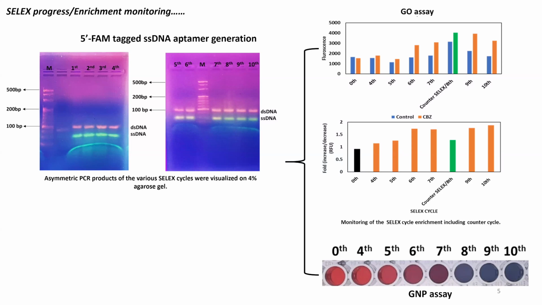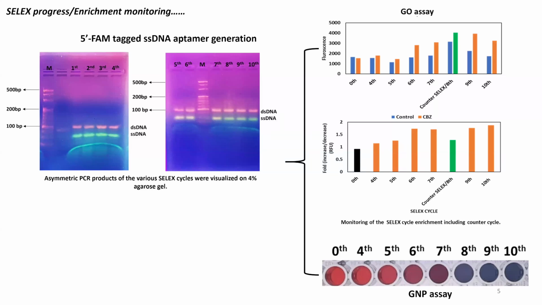As you can see, at the 8th cycle there is a sudden decrease in the fluorescence, represented in green, and we continue two more cycles of enrichment. So there is a fold increase in the enrichment from the 4th cycle onward. Apart from that, we also perform a gold nanoparticle assay as a standard method.